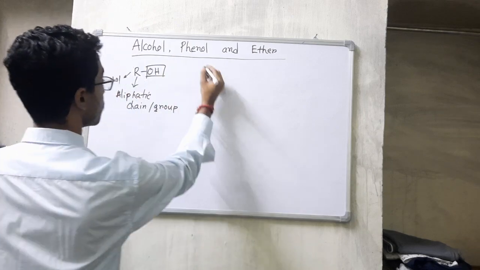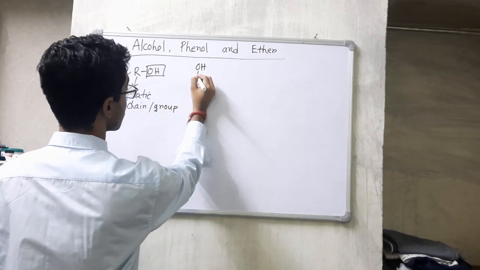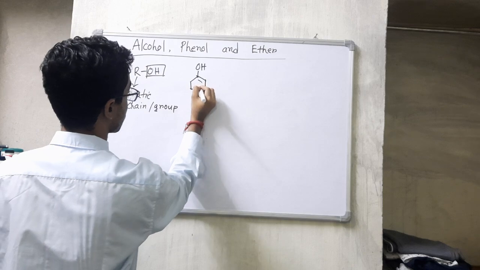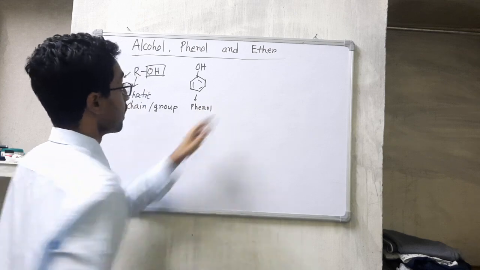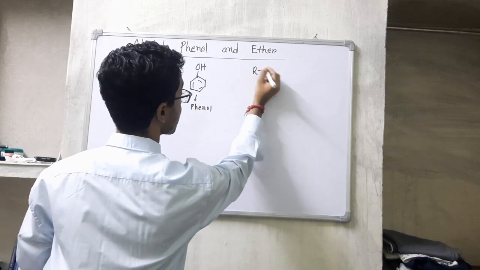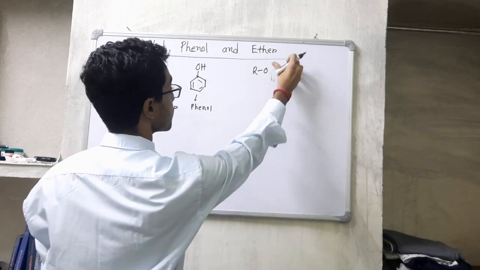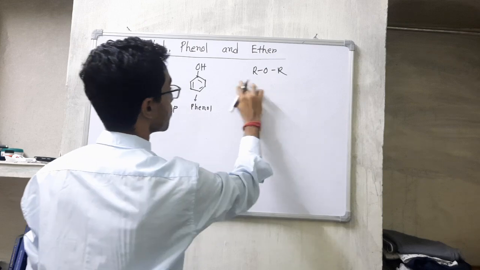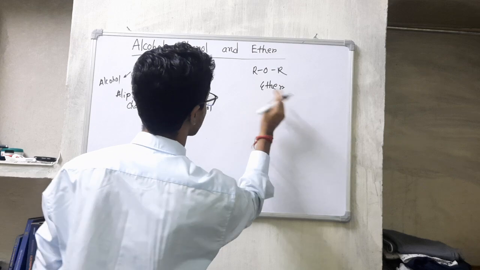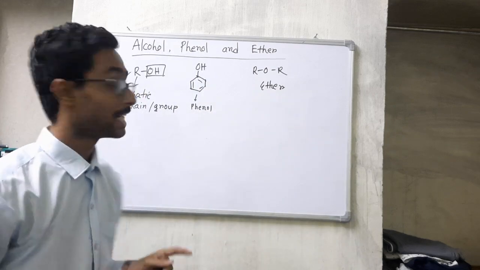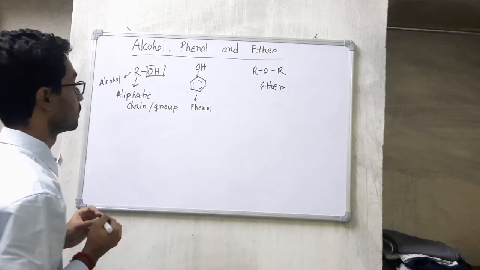Second, what is phenol? Same, OH group is present, but it is present with an aromatic ring. Then it is called phenol. And last one is ether. In alcohol, the ROH group is there, but in ether, the H is substituted by an R group, or ROR. If it is present, then it is called an ether group. I am going to talk mainly about alcohol and phenol, their preparation and some chemical reactions. So let's start.